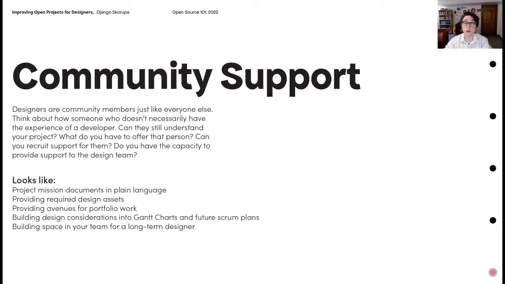And that might lead you to build space in your team for a long-term designer, someone who can consider those options, someone who can consider those choices and those steps in the process. And also that person can then provide support to reviewing design contributions from external contributors.